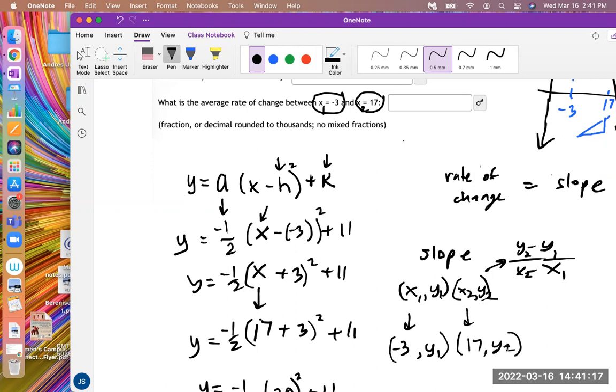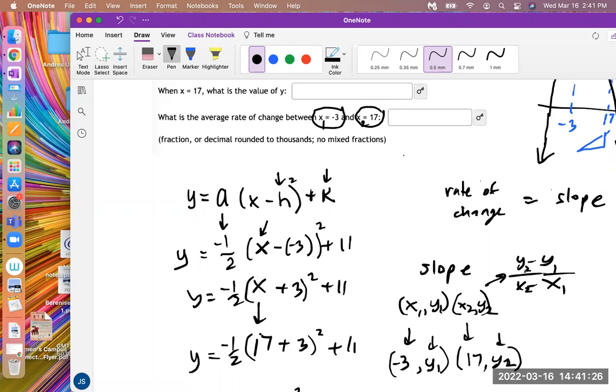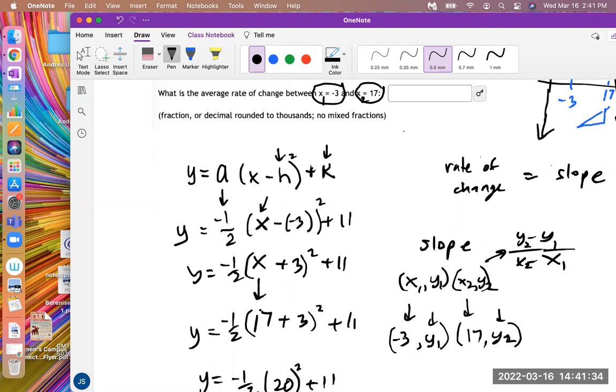So the question becomes, how do I find these y values? Because if I found the y values, then I would be able to just plug into this nice slope formula. I would subtract two y values, subtract two x values, and then have my slope. So given an x value, how do I find the corresponding y value?